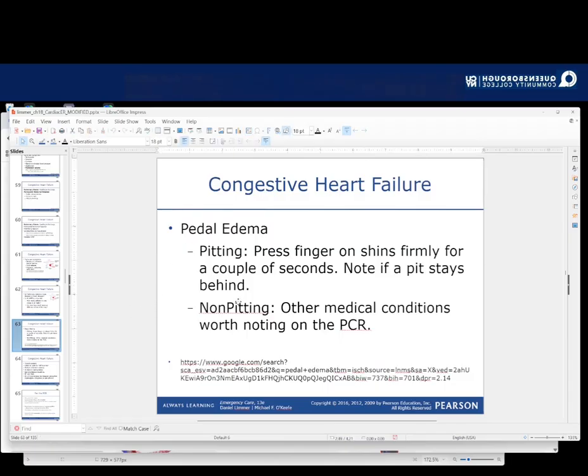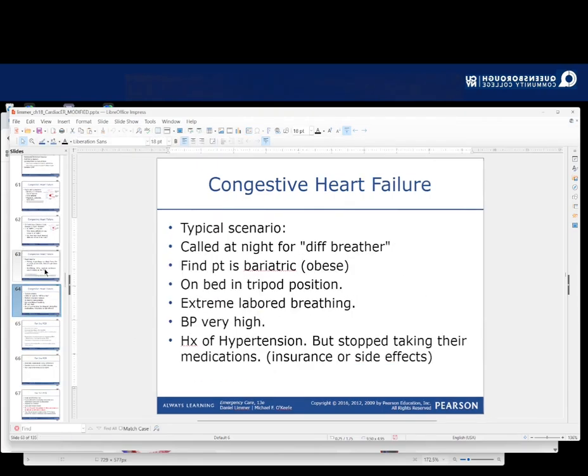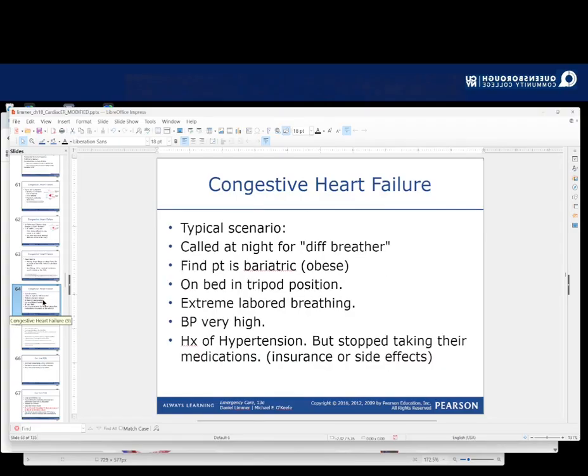So pitting versus non-pitting, and here's pictures of pitting edema, and swelling in the feet from congestive heart failure tends to form a pit. Non-pitting is like leg swelling from other causes, typically. If you see swollen feet or ankles, mention it and then specify whether it's pitting or non-pitting. The doctor will appreciate it.